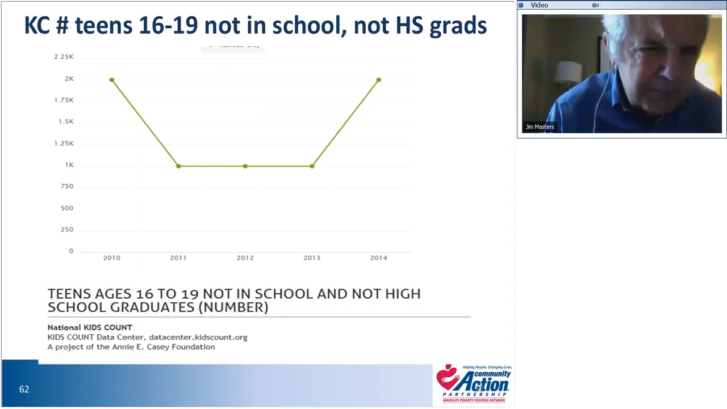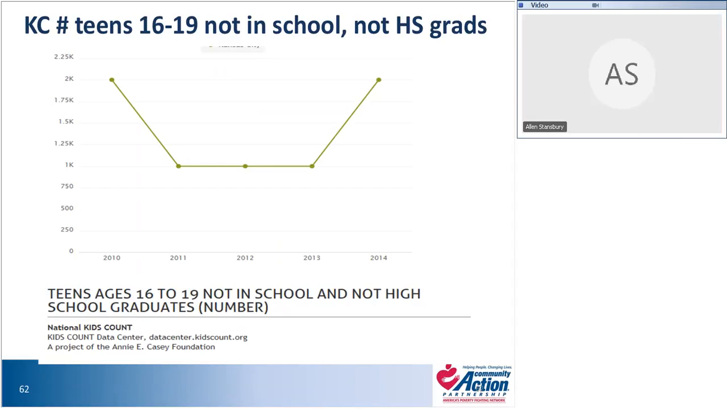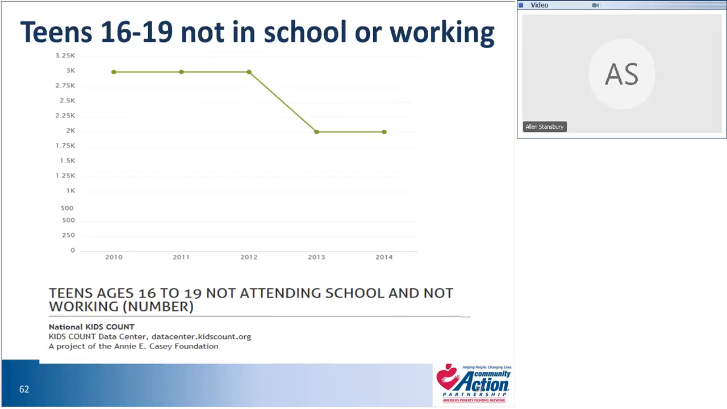Okay, what you got here, Alan? Okay, this is on to another section where we're talking about teens 16 to 19 not in school, not high school grads. This is a fairly significant number. We get about 2,000 kids who are not in high school, nor are they high school grads. So this is an area that poverty agencies may need to target. There seems a trend between 2010 and 2014. Kids not in school are working. That is somewhat declining, but it's holding here at about 2,000.